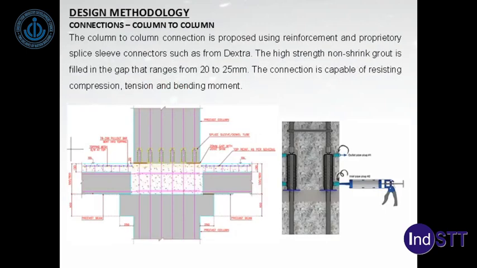Column to column connection is proposed using reinforcement and proprietary slide sleeve connectors, such as from Dextra for this specific project. The high strength non-shrink grout is filled in the gap that ranges from 20 to 25 mm. The connection is capable of compression, tension, and bending moment. Actually, this connection is equivalent to type 2 coupler. This is a very well recognized connection.